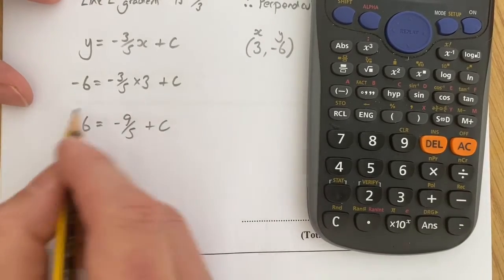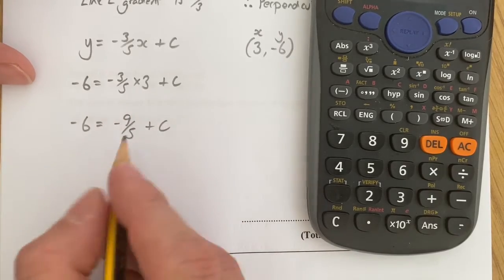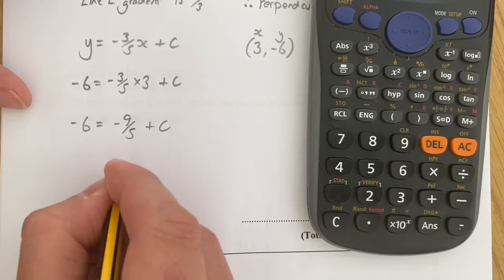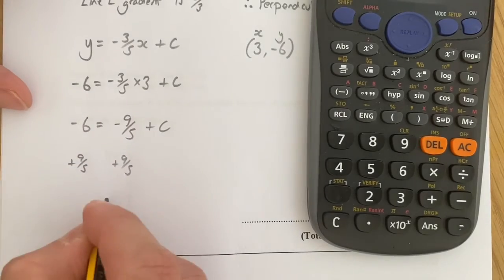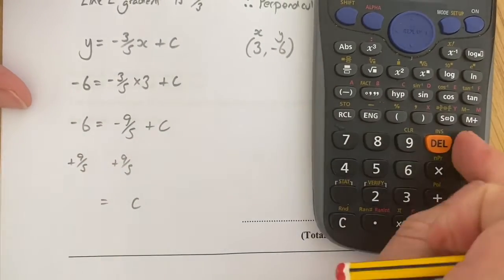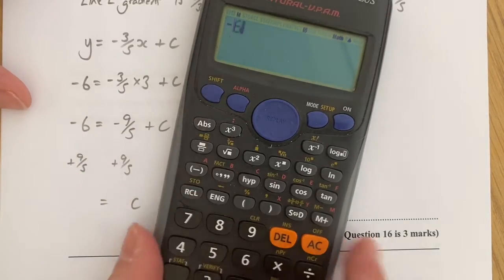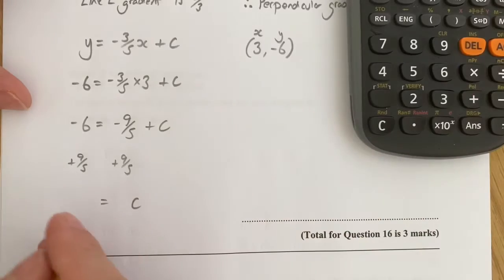And I've got a really straightforward equation. There's nothing to trip you up here. All I've got to do is work out what c is, so I can just add 9/5 to both sides, and that'll leave me with c. Again, I'll use the calculator just to be sure. I need to do minus 6 plus 9/5, which is equal to minus 21 over 5, or minus 4.2.